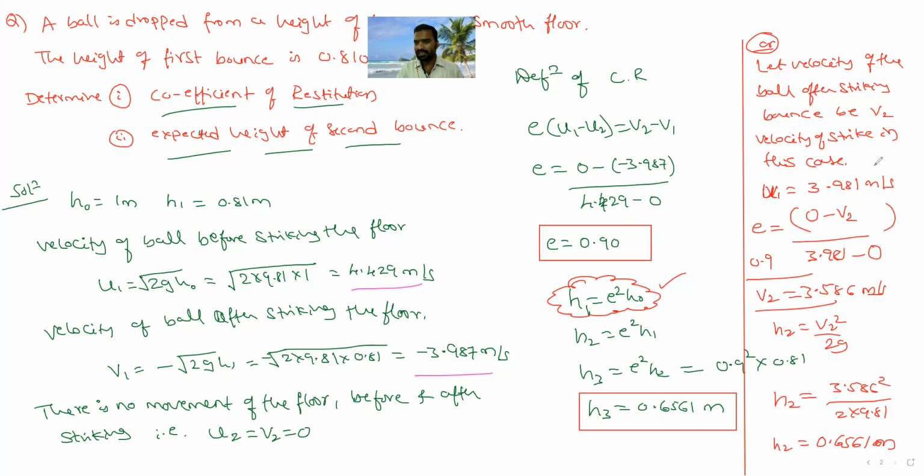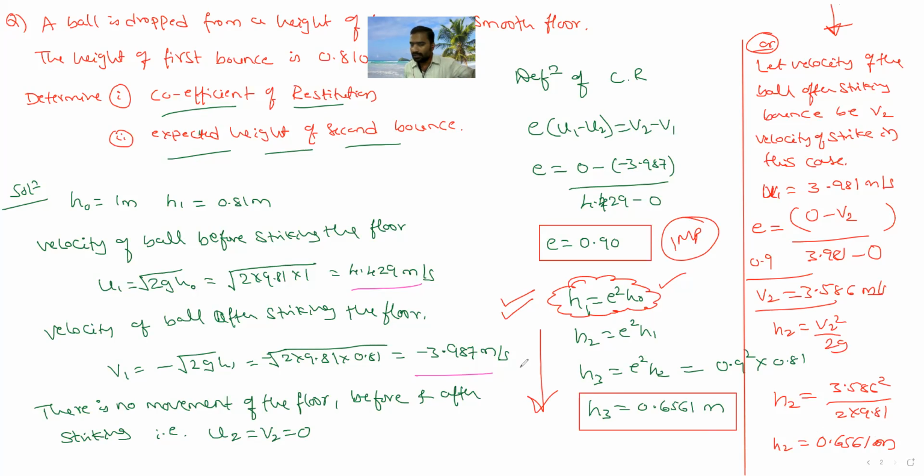See, this is a little bit lengthy. If you remember this formula, you can directly do. For your multiple choice question, this is the best. Therefore try to remember this formula: H1 is equal to E square into H naught.